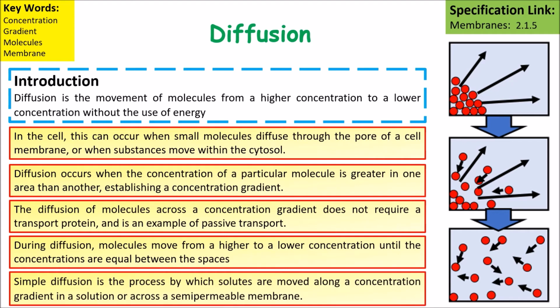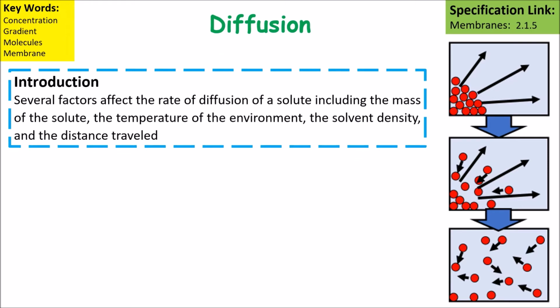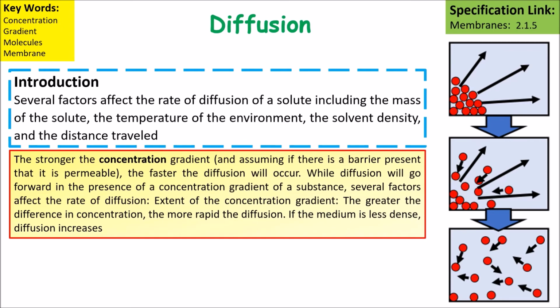So simple diffusion is the process by which solutes move or are moved along a concentration gradient in a solution or across a semi-permeable membrane. Several factors affect the rate of diffusion of a solute, including the mass of the solute, temperature of the environment, and the solvent density. So the stronger the concentration gradient, the faster the diffusion will occur.